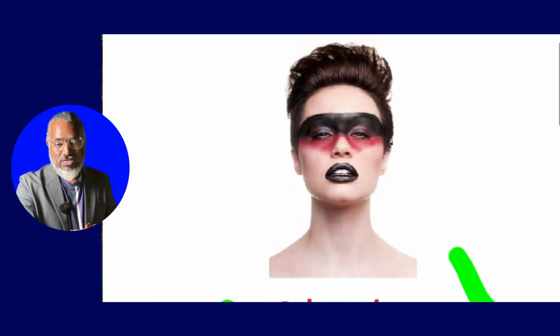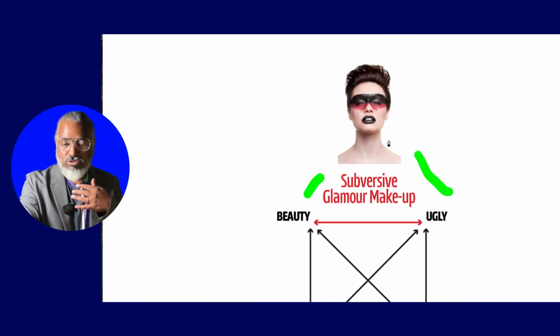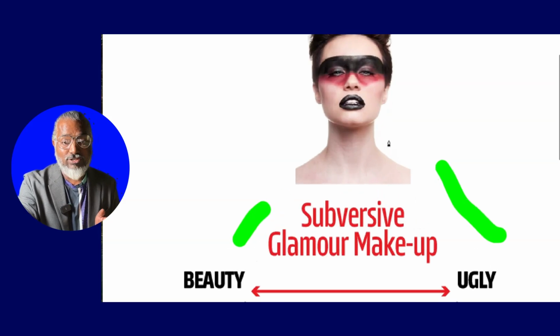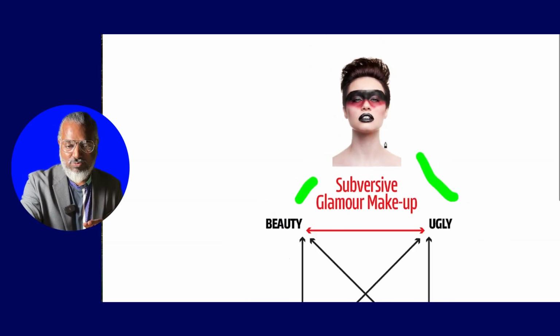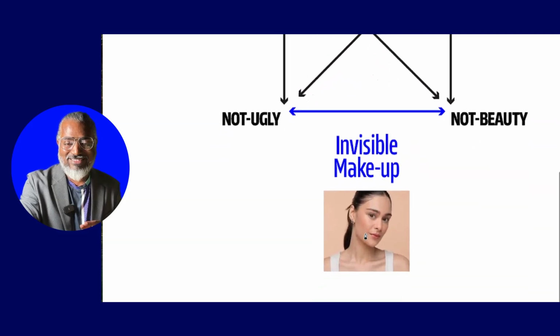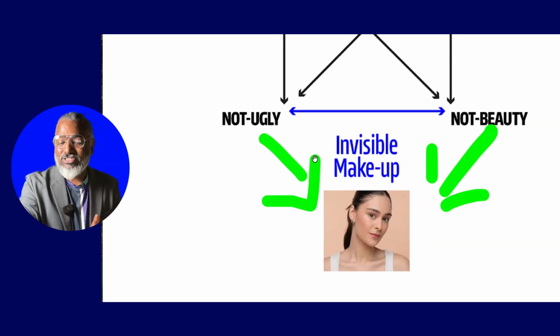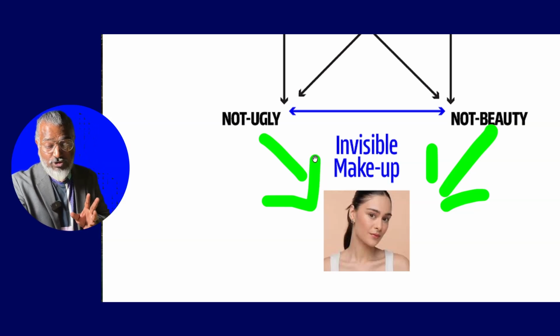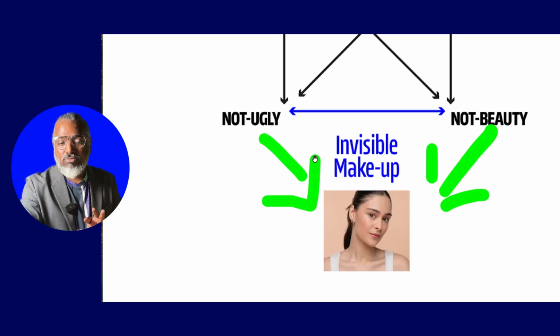Subversive glamour makeup: of course, this person is wearing makeup, but the way she does it, either you hate it or you like it. So there are both aspects involved in this style of makeup. Likewise, if you see invisible makeup, you must have seen this person who doesn't seem made up. Even though there is makeup, it is invisible. It is not exaggerating any of the features. It's just there and it gives that non-makeup or invisible makeup aspect.